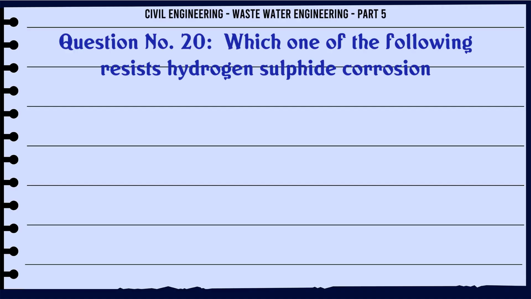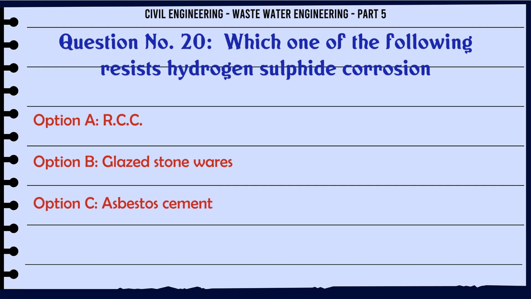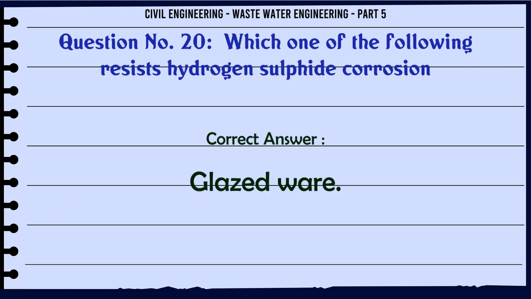Which one of the following resists hydrogen sulphide corrosion? A. RCC, B. Glazed stoneware, C. Asbestos cement, D. Glazed ware. The correct answer is glazed ware.